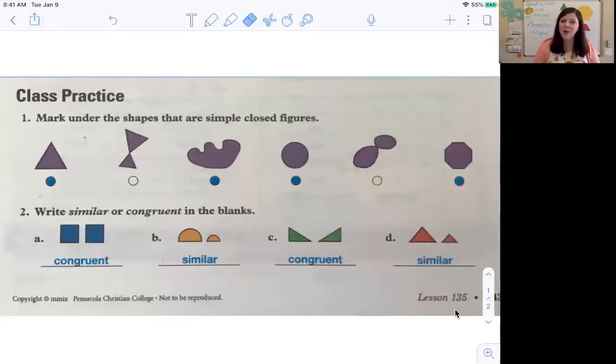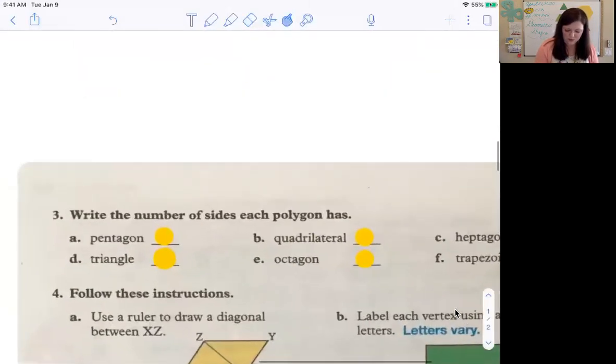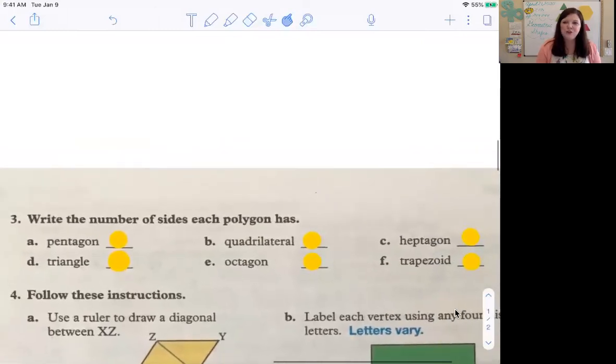Let's go to the top of the next page. For geometry, when we're talking about different shapes, many times they have different numbers of sides. For section 3, I would like for you to write the number of sides that each of these polygons have. Go ahead and pause the video at this time and press play when you're finished.